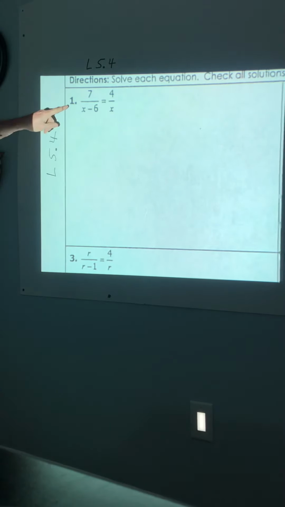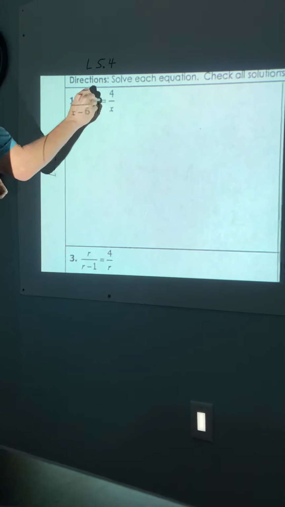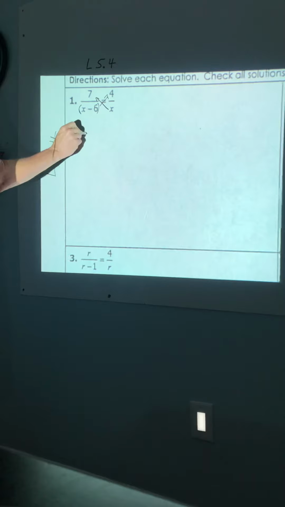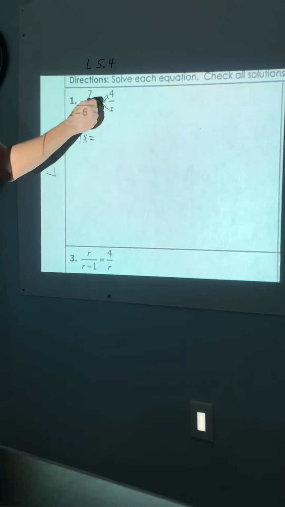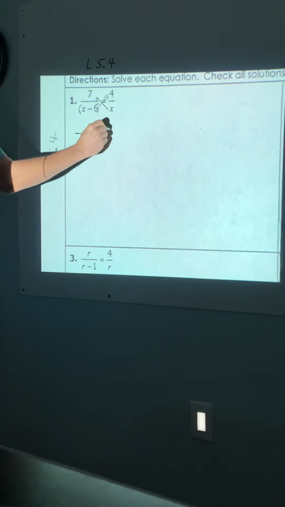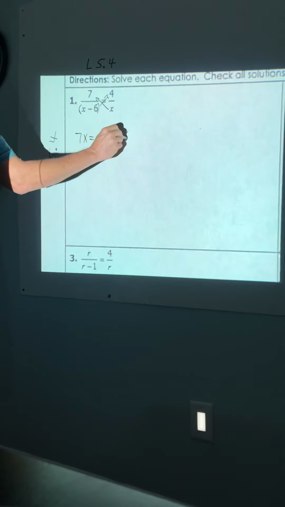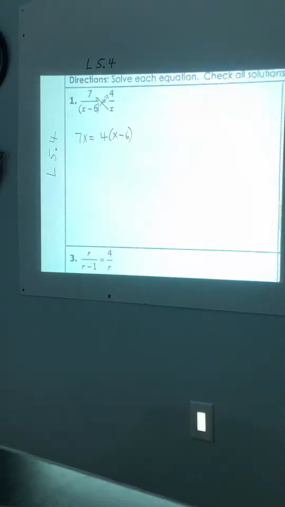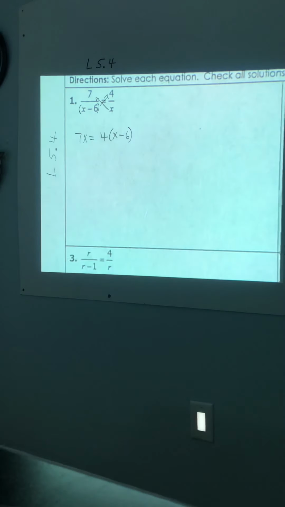Alright, this first example is a proportion. All a proportion is two fractions that are set equal to each other. The quickest, fastest way to do this is just to cross multiply. So draw your arrows. All right, 7 travels with x, and then 4 travels with the x minus 6. And again, all a proportion is just two fractions set equal to each other.